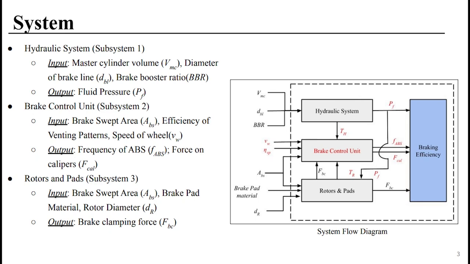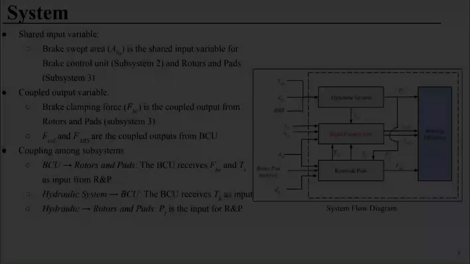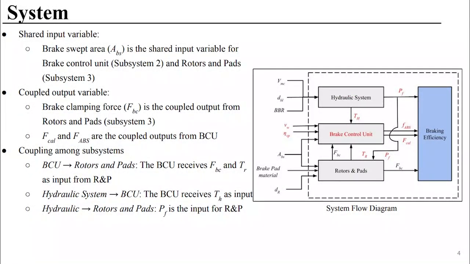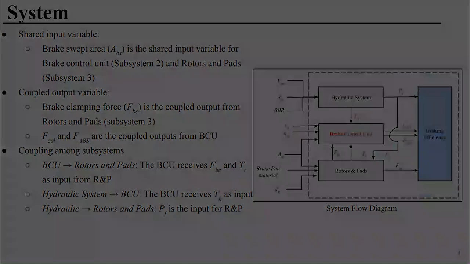Further, you can also view the system flow diagram on the right, where the dashed lines represent the system boundary, which indicates that the main output that we are finally focusing on is the braking efficiency. The shared variable is the brake swept area A_BS between subsystems 2 and 3. The coupled output variable is the brake clamping force F_BC from subsystem 3. Additionally, F_CAL and F_ABS are the coupled outputs from subsystem 2. This can also be seen through the system boundary diagram.